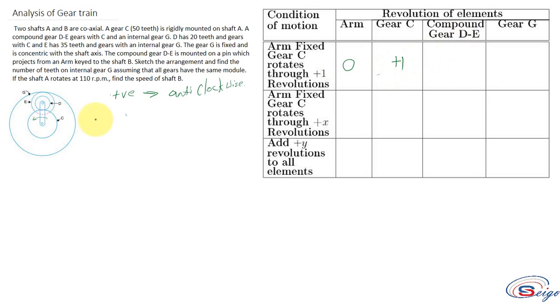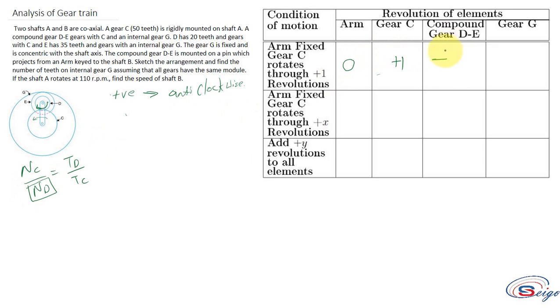Based on this, how will this compound gear DE rotate? If gear C rotates like this, then gear D will rotate like this, which is in clockwise direction. So you have got a minus, and what will be the speed? Here you have to use the formula, NC by ND is equal to TD by TC, since C meshes with D. From this, what we need is ND.